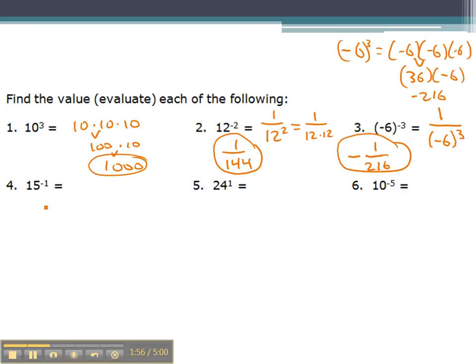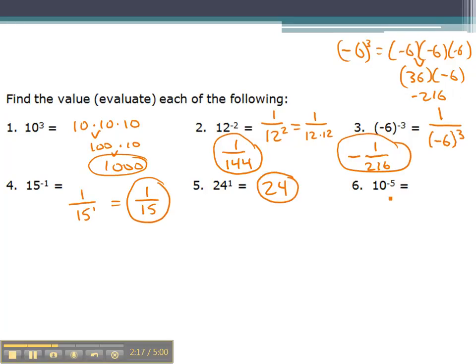Number 4, 15 to the negative first power. Again, we rewrite that as 1 over 15 to the positive first power, which is just 1 over 15. Number 5, 24 to the first power. This is just testing whether you remember that any number to the first power is just equal to the base number itself, so that's 24.